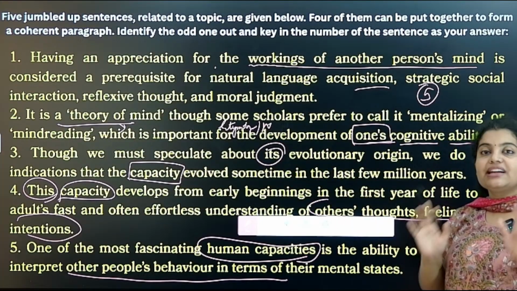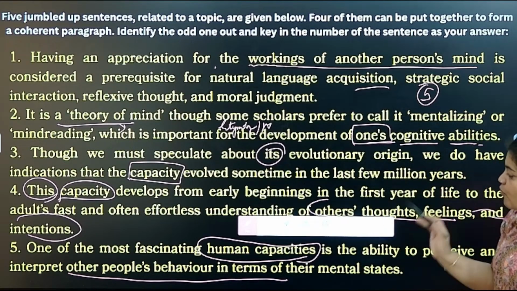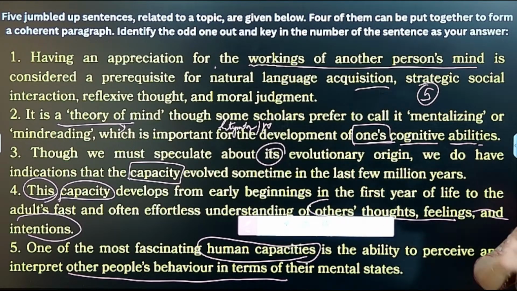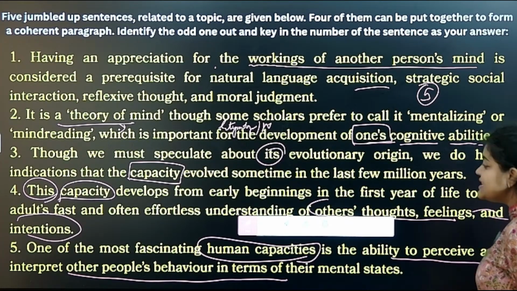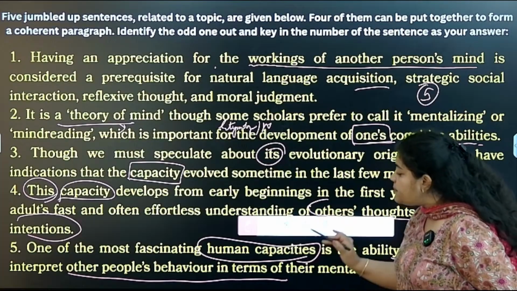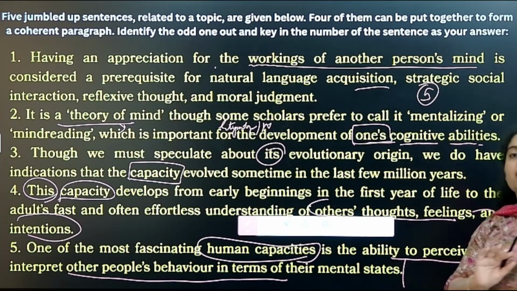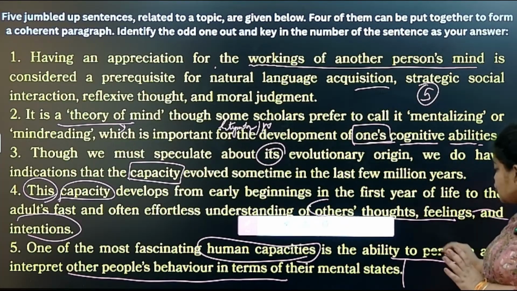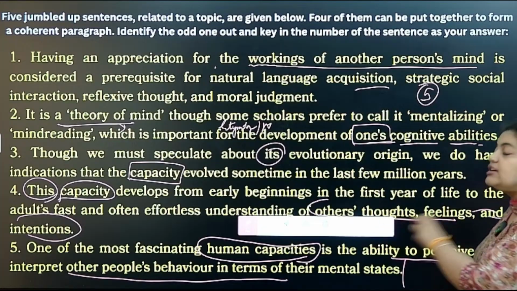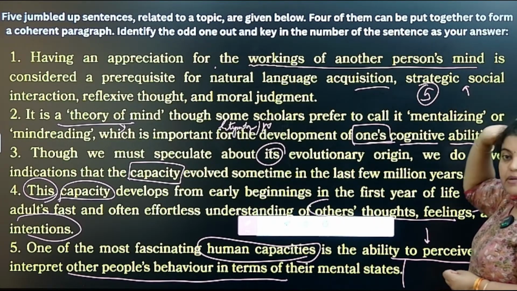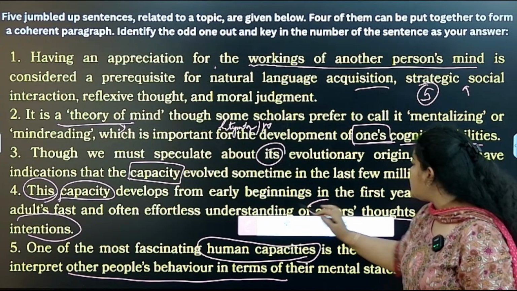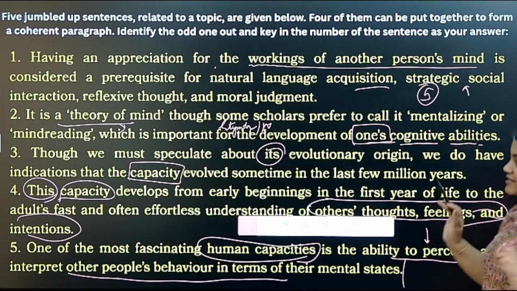So the very general sentence is the fifth, right? One of the most fascinating human capacities, मतलब human की capacities में सबसे ज्यादा fascinating human capacity क्या है? Is the ability to perceive and interpret other person's behavior in terms of their mental state. So this is also talking about understanding other person's behavior. This is also talking about understanding another person's mind. This is also talking about understanding other person's mind, right?